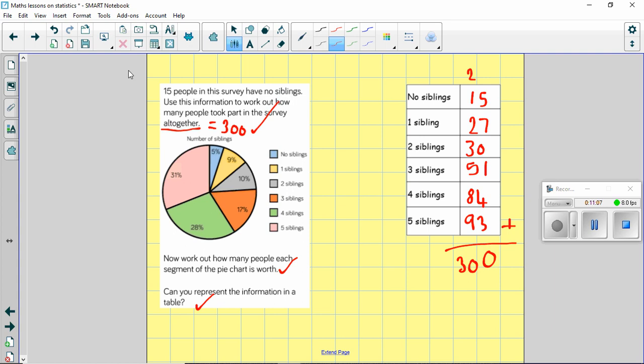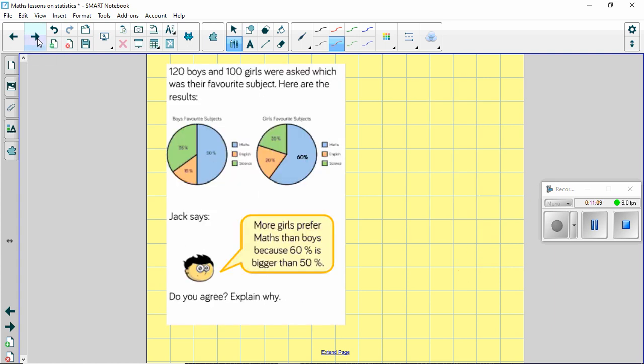Right, and the last question, which you might get something like today, is this one. It says 120 boys and 100 girls were asked which was their favourite subject. Here are the results. So 120 boys. So this is the boys. Now I'm going to just jot down here this pie chart 120. So all this represents 120. And 100 girls.